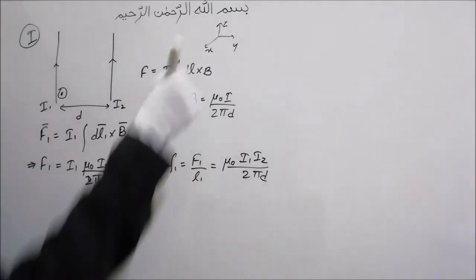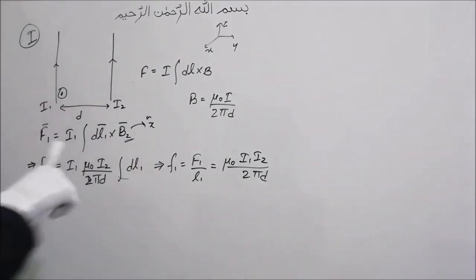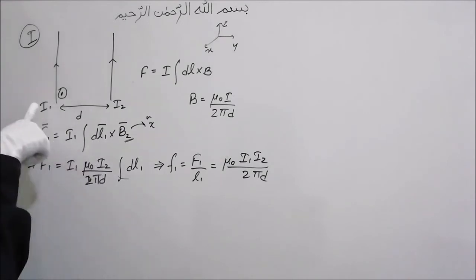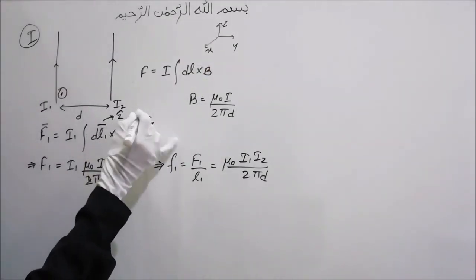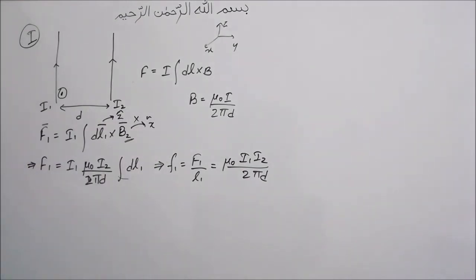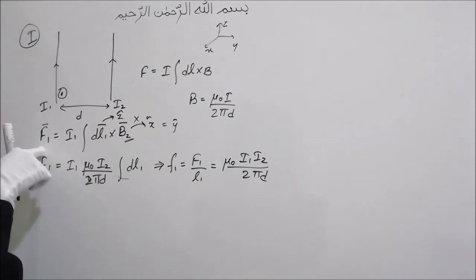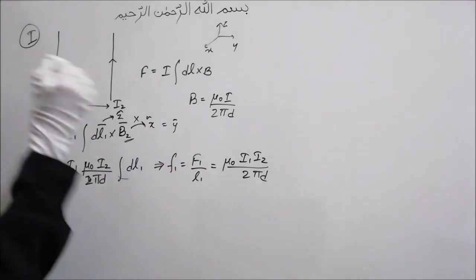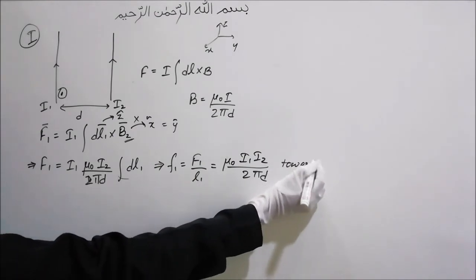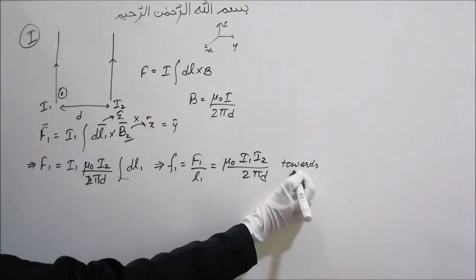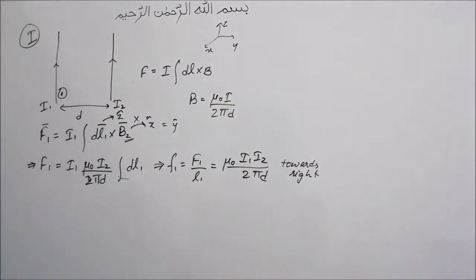Out means in the x hat direction. So B2 is in the x hat direction. dl1 is in the same direction as I1, which is upwards, the z hat direction. So what is z cross x? z cross x will be the y hat direction. So the force F1 is along the y hat direction. That means this force F1 causes the wire I1 to move towards the right, y hat, towards the right.